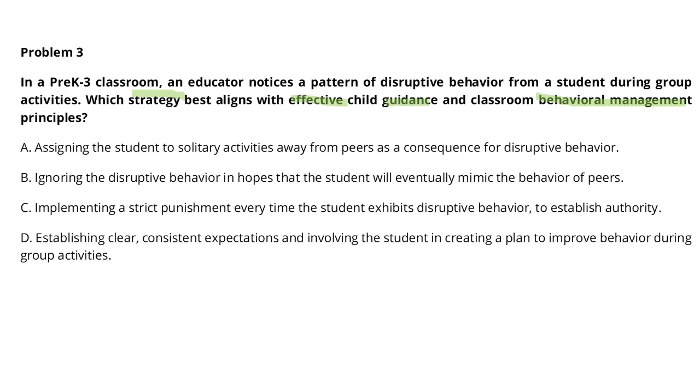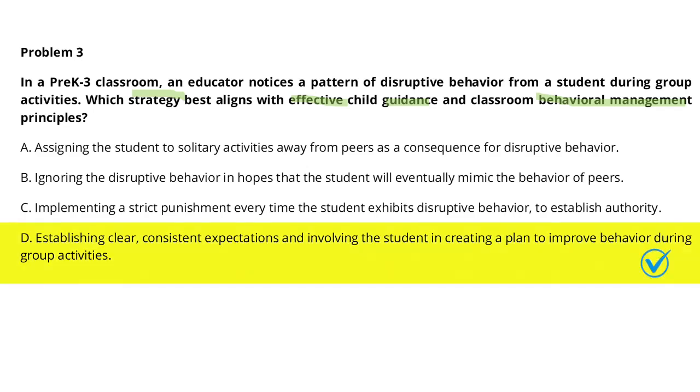C, implementing a strict punishment every time the student exhibits disruptive behavior to establish authority. Punishments of children this young are not considered best practices. Establishing authority can also result in defiance and actually escalate behavior, so this isn't the best choice either. However, D, establishing clear, consistent expectations and involving the student in creating a plan to improve behavior during group activities is the correct answer. This is because this is based on the principle of positive guidance and having a proactive classroom management style.